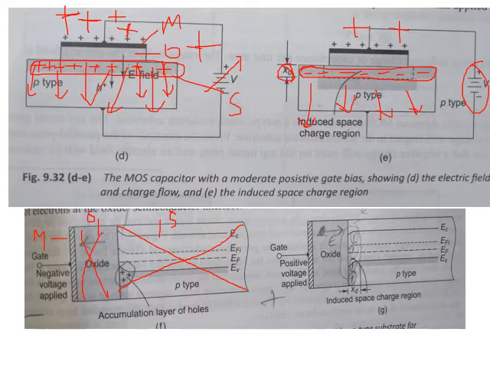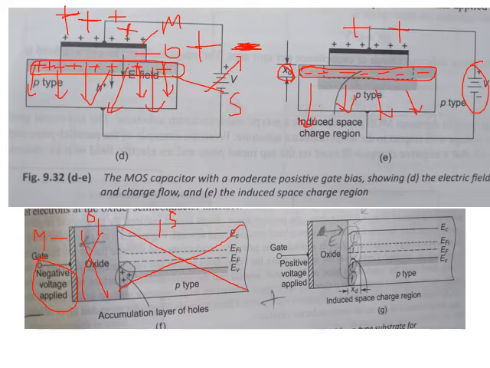Okay. Now what will happen? What you are seeing here, negative voltage is applied to the metal. Again I am going to the first case. There are two cases here, right? The first case is negative potential applied. The second case is positive potential applied. So what will happen in the energy band diagram when I apply negative potential?